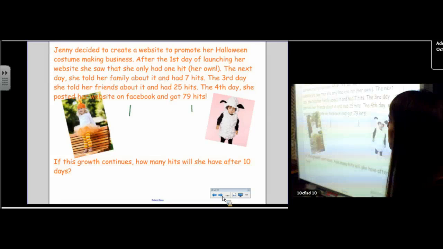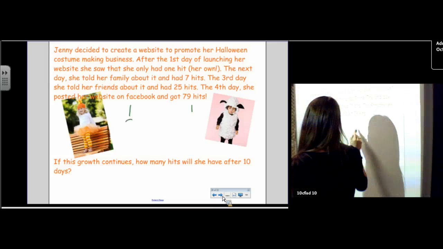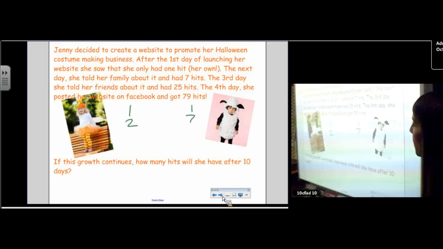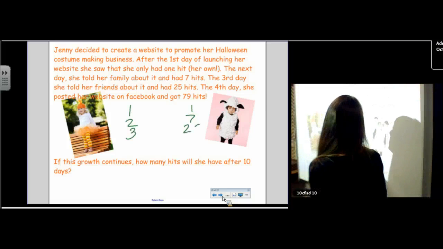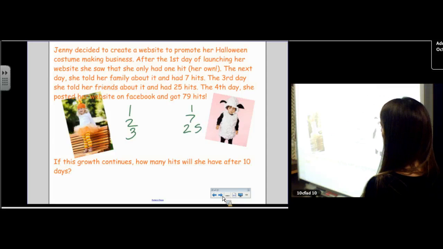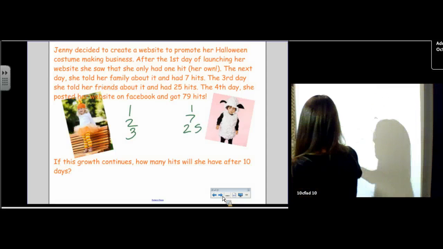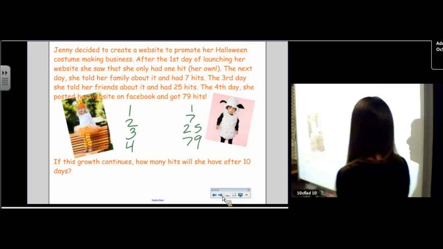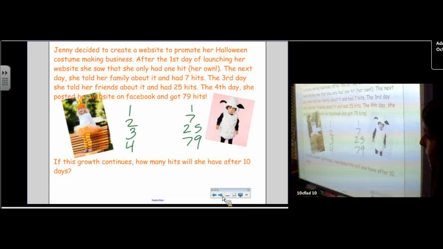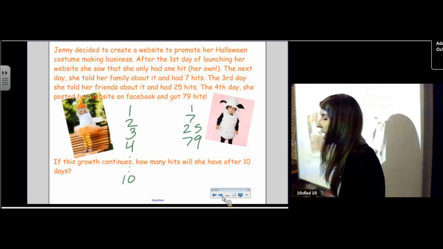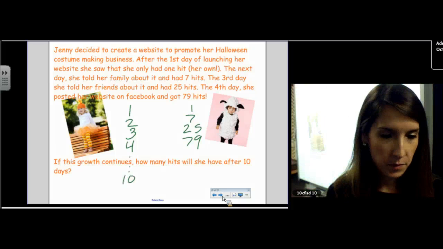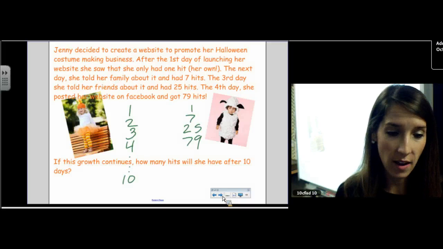The next day, she told her family about it, and she had 7 hits. The third day, she told her friends about it, and she had 25 hits. The 4th day, she posted to Facebook and got 79 hits. Now, if her growth continues on her website, how many hits will she have after 10 days? So see if you can find out what the pattern is on this one.